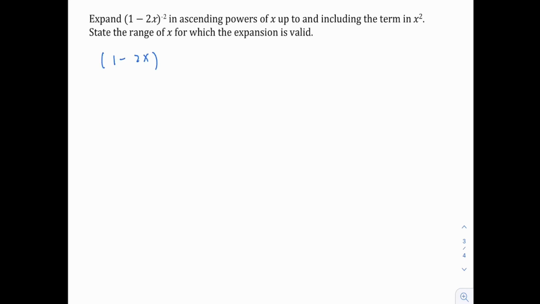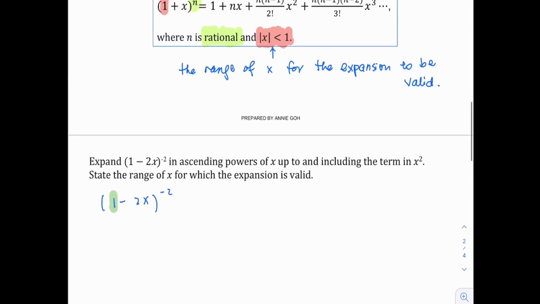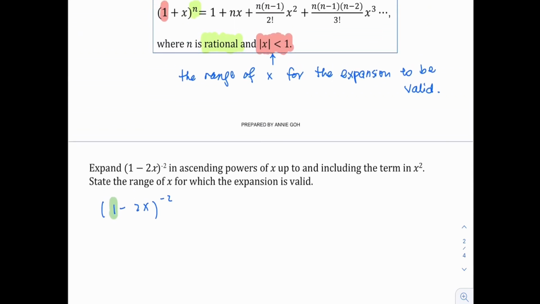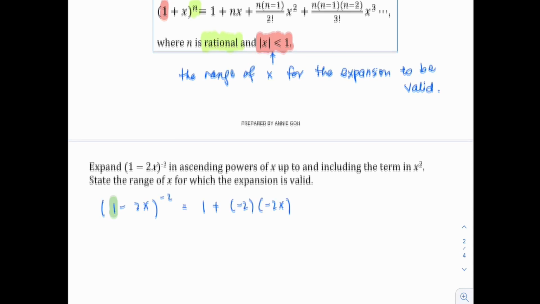We will need to expand 1 minus 2x, power negative 2. So the first thing to take note of is that you must make sure that your binomial expansion starts with a number 1. And now let's refer to the formula. According to the formula, it equals 1 plus nx. Our n is negative 2 and our x is changed to negative 2x. That's how we apply the formula.